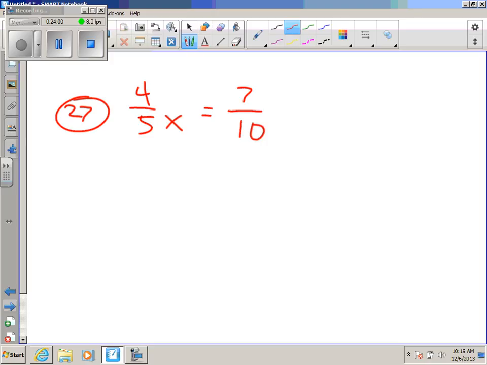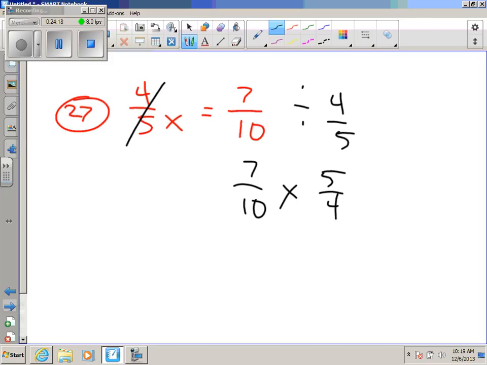Okay, so what's happening to x? It's being multiplied by 4/5. The opposite of multiplying by 4/5? Divide by 4/5. Now, everything is in fraction form, and we flip 5/4. 1 there, 2 there, equals 7/8.